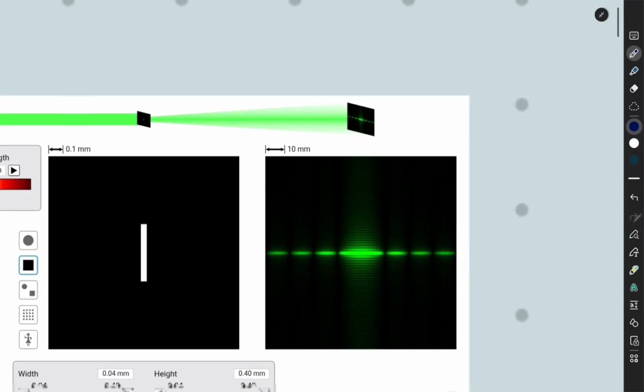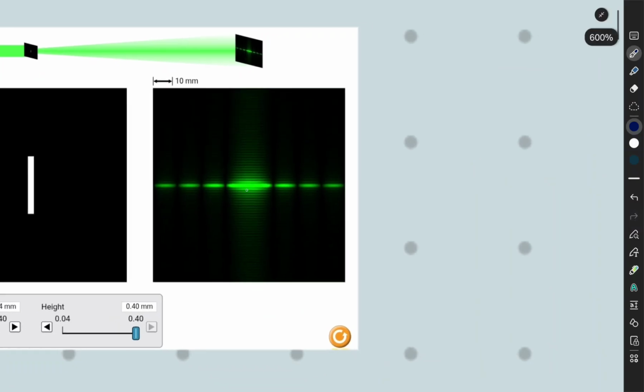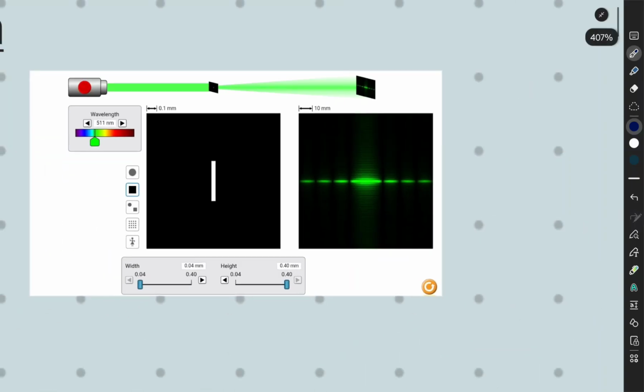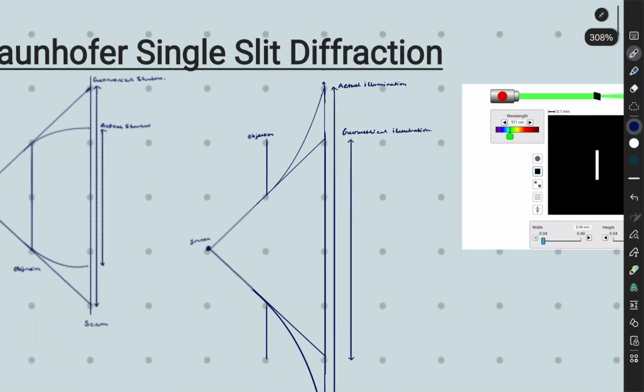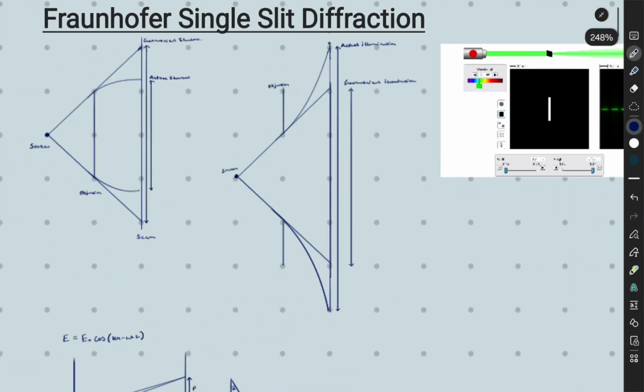Hence we get our diffraction pattern like this. We can see that here is the central maximum, and after the maximum we get a minimum between two maxima, and then the intensity of the consecutive maxima decreases and eventually becomes 0. So this is the whole Fraunhofer single slit diffraction.